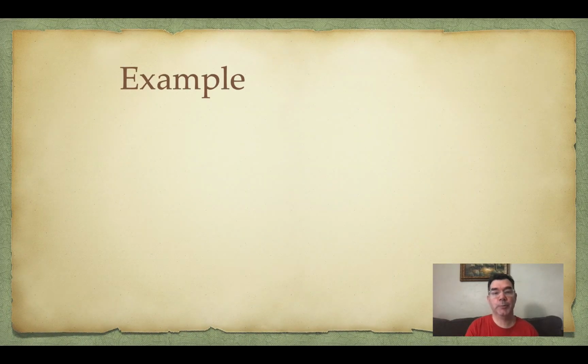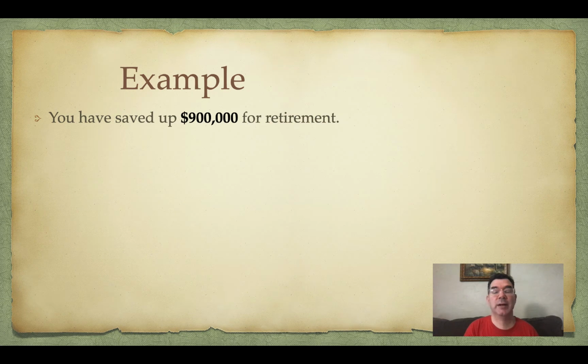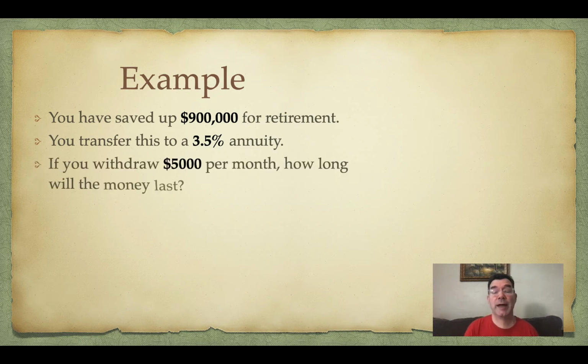So here's an example. Let's say you've saved up $900,000 for retirement and you transfer this to a 3.5% annuity. So that money is not just sitting there, it's actually earning interest while you're taking it out month by month, a piece at a time. So let's say you're taking out $5,000 per month. How long will the money last?